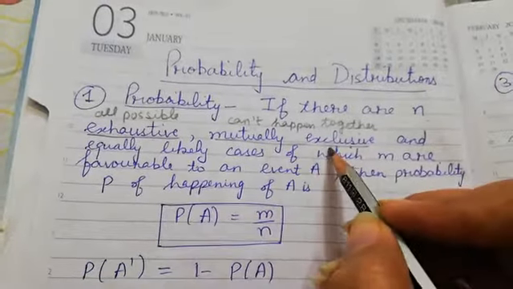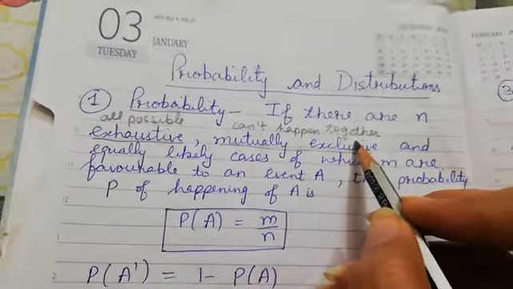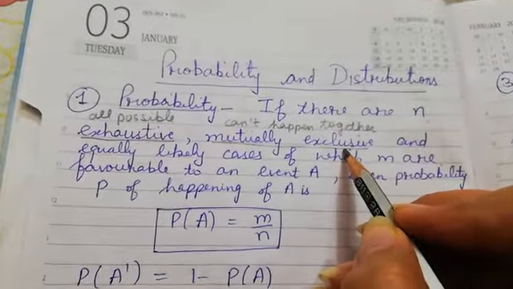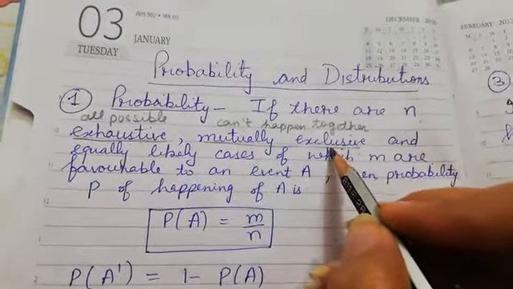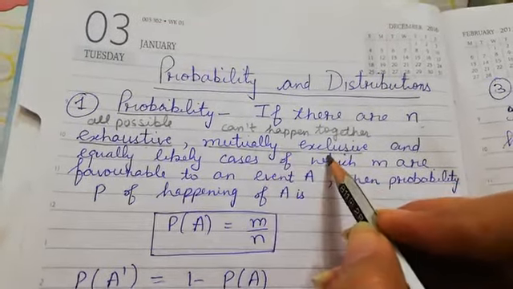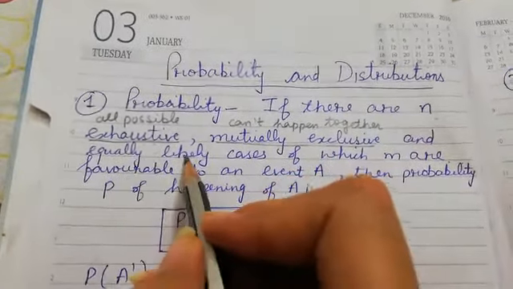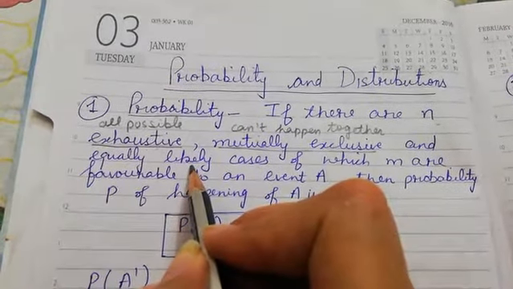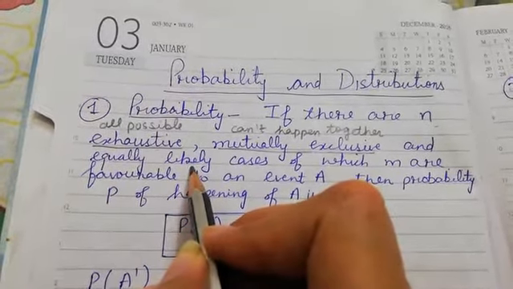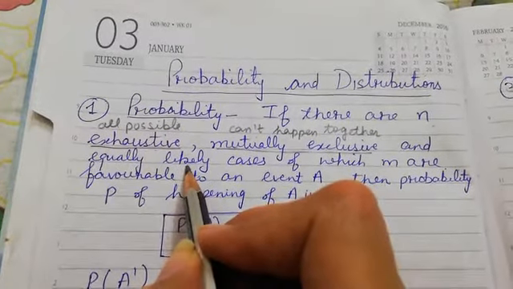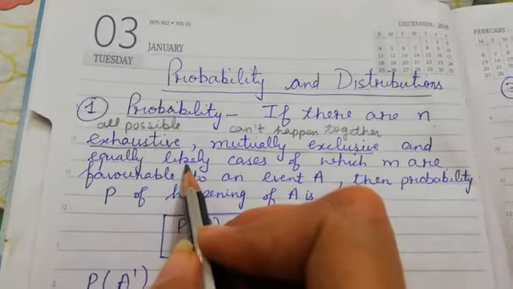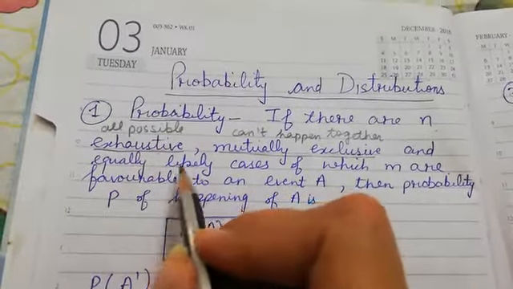Mutually exclusive means can't happen together. When you toss a coin, either you will get a head or a tail. They can't come together. So that is mutually exclusive events. And equally likely means no event is preferable to the other. There is no bias. There is a total 50-50% chance if we toss a coin that we will get either a head or a tail. So they are equally likely.